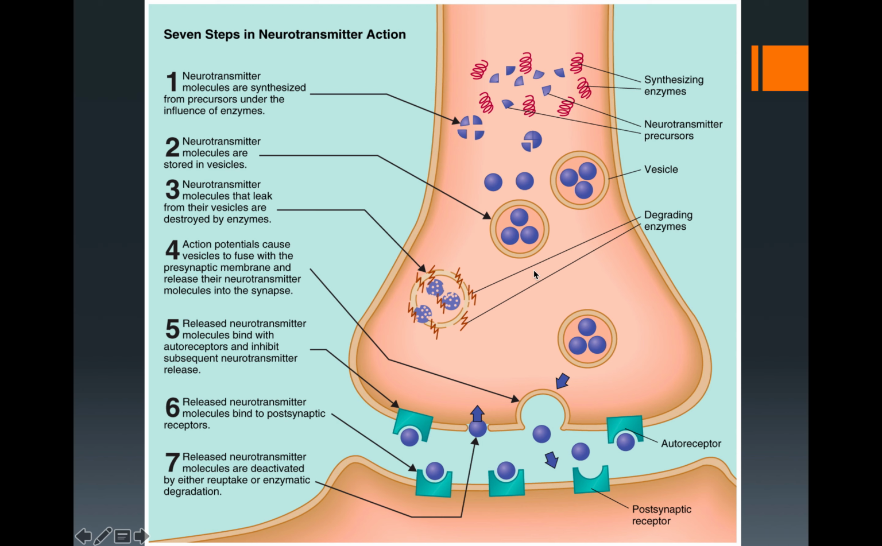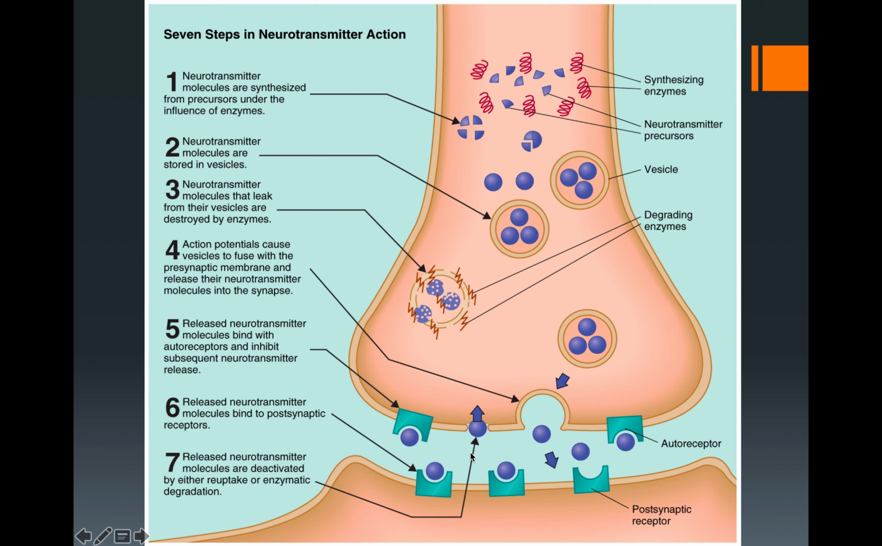Then they're going to be stored in synaptic vesicles. Some neurotransmitters might leak from their vesicle and be destroyed by degrading enzymes in the terminal button. But when they're in the synaptic vesicle, when the action potential reaches the terminal button, the synaptic vesicle fuses with the presynaptic membrane, right? The neurotransmitter is then released into the synapse. It binds to a postsynaptic receptor, and then it's either deactivated by experiencing reuptake here, or it's degraded by enzymes in the synapse.